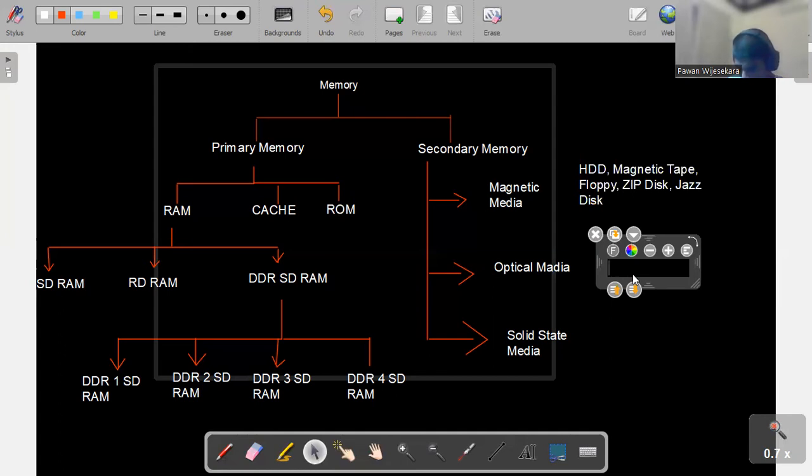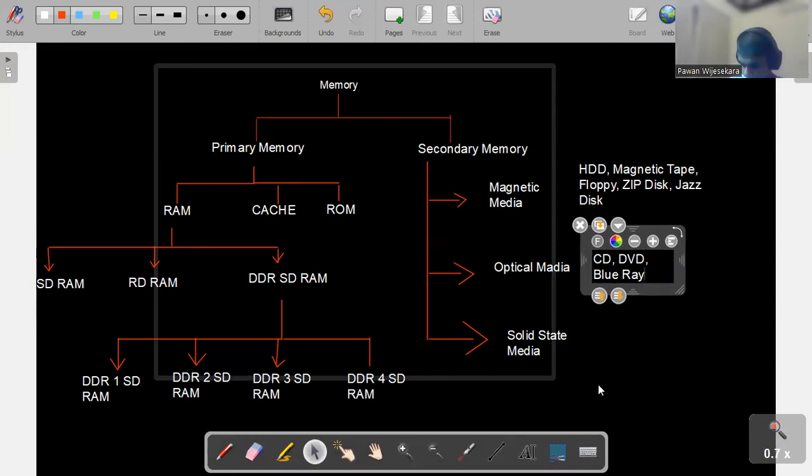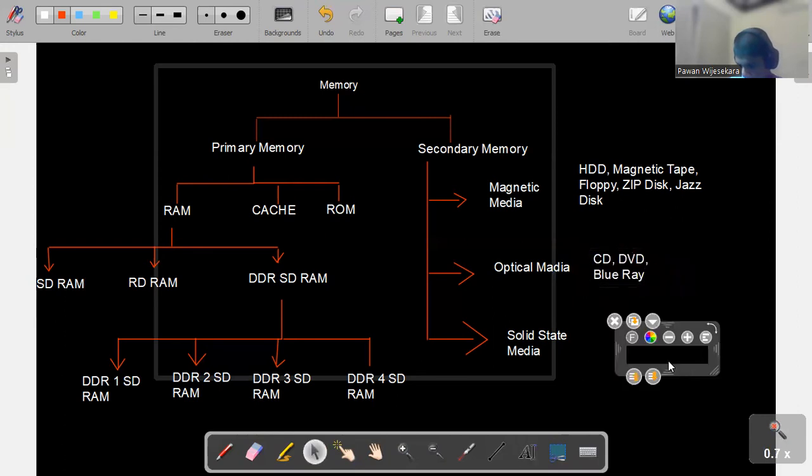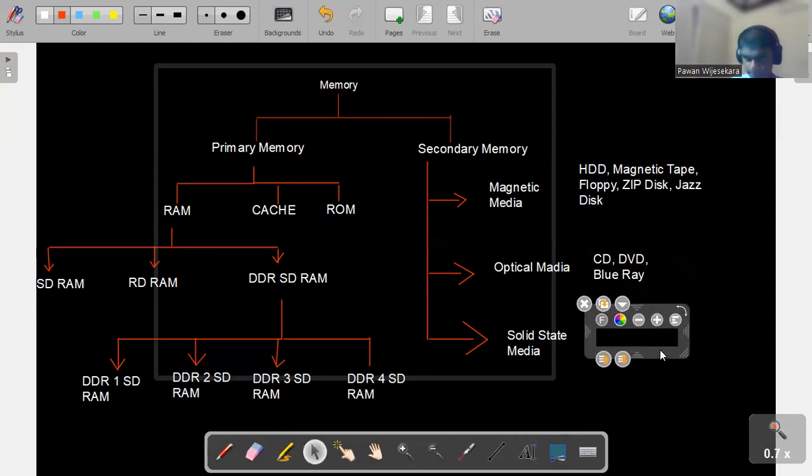CD. Yes. Then DVD, DVD. Then Blu-ray, yes, CD, DVD, Blu-ray. Then what are the solid state media? Solid state media, what are they? Memory card. Yes, memory cards.